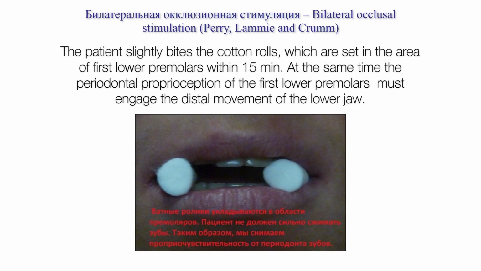One more technique is bilateral stimulation. Often doctors use it in this way. Cotton rolls are placed in the premolar area, right and left side, and you ask the patient to hold them very slightly, so that muscle relaxing occurs.